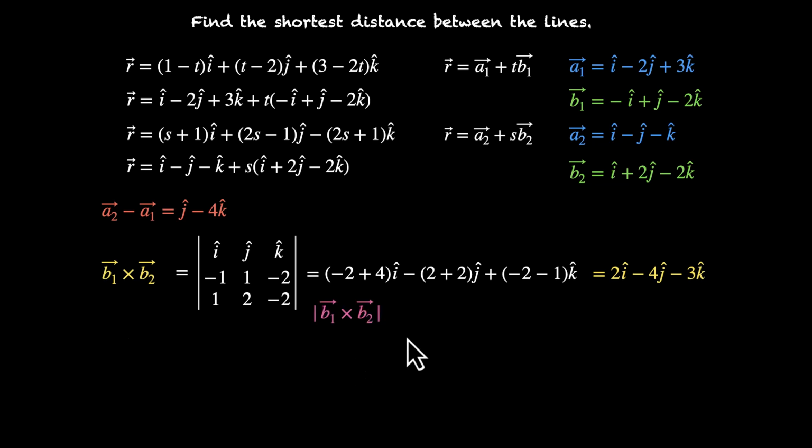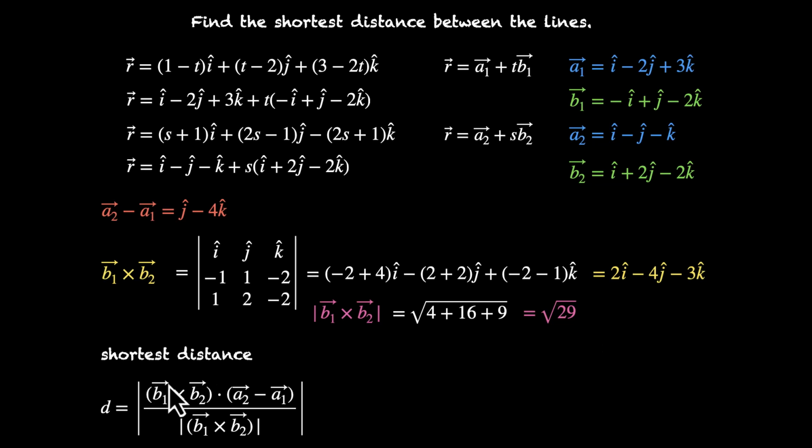Let's find its magnitude. b1 cross b2, that's equal to square root of 4 plus 16 plus 9. That's 29. So that's root of 29. All right. Now let's find the shortest distance. That's mod of b1 cross b2, that's this, dot a2 minus a1, that's this, divided by mod of b1 cross b2, that's this. So the dot product becomes 2 times 0 minus 4 times 1 minus 3 times minus 4. So that's minus 4 plus 12 in the numerator and root 29 in the denominator, mod of this.